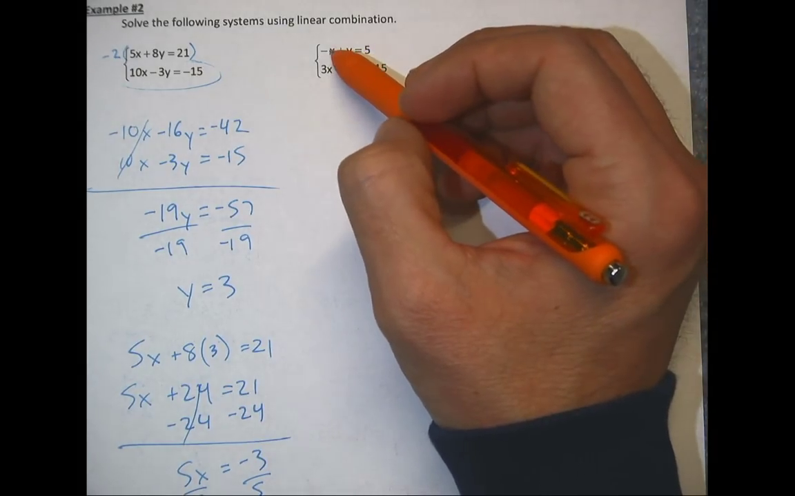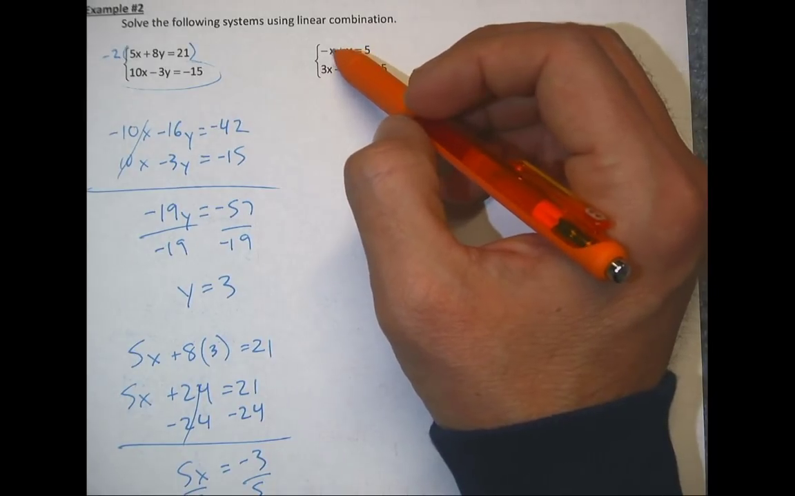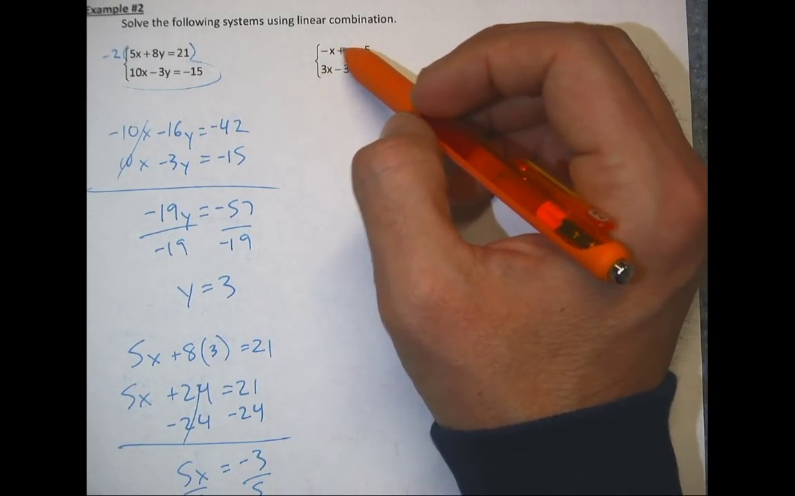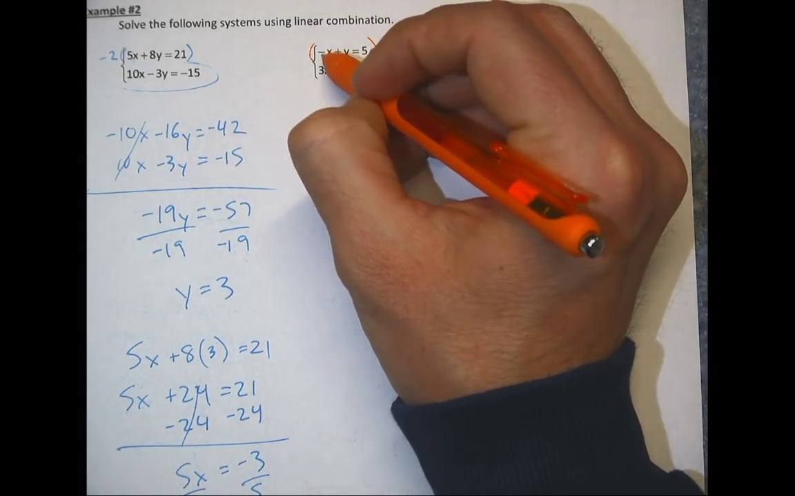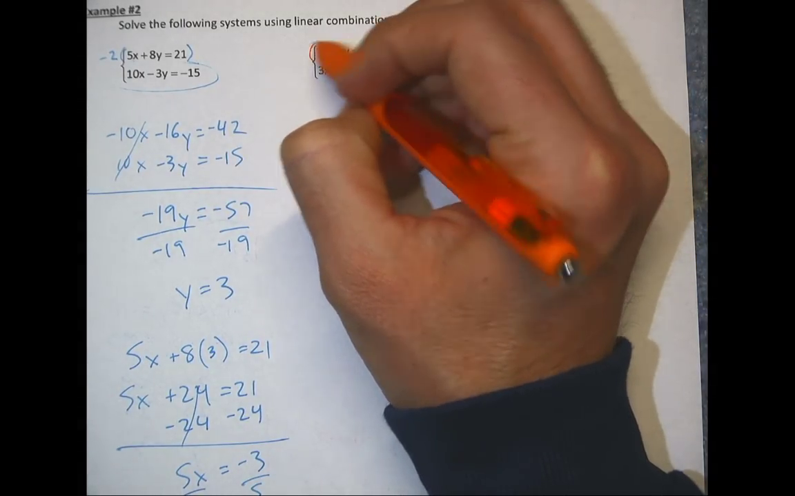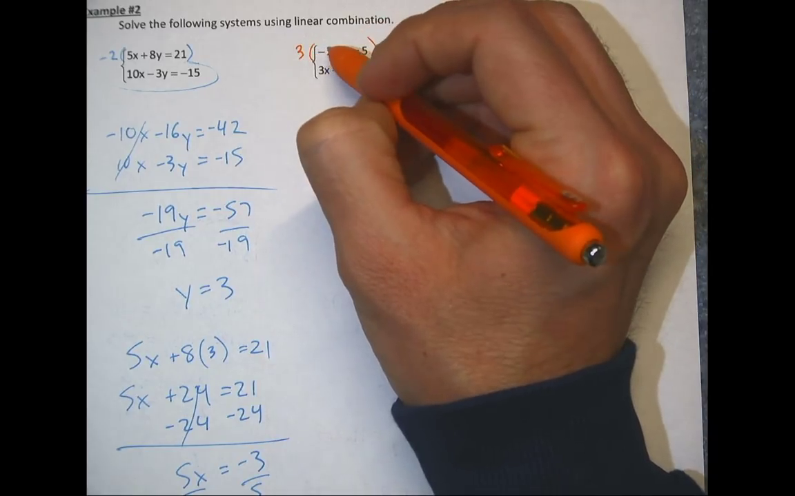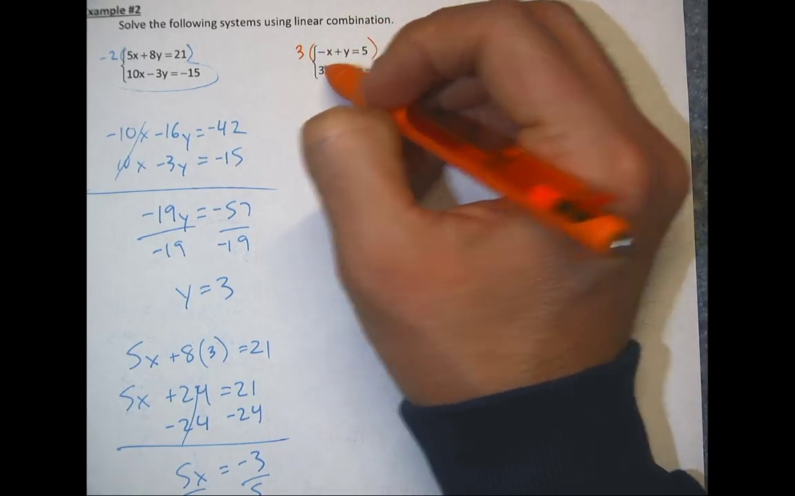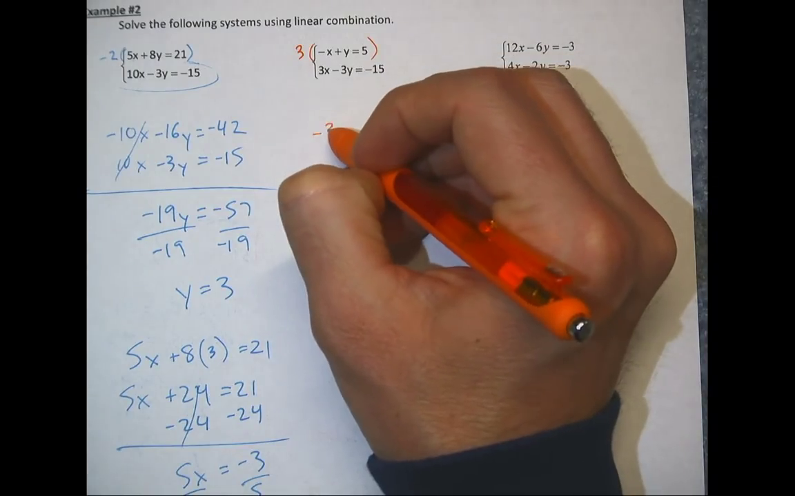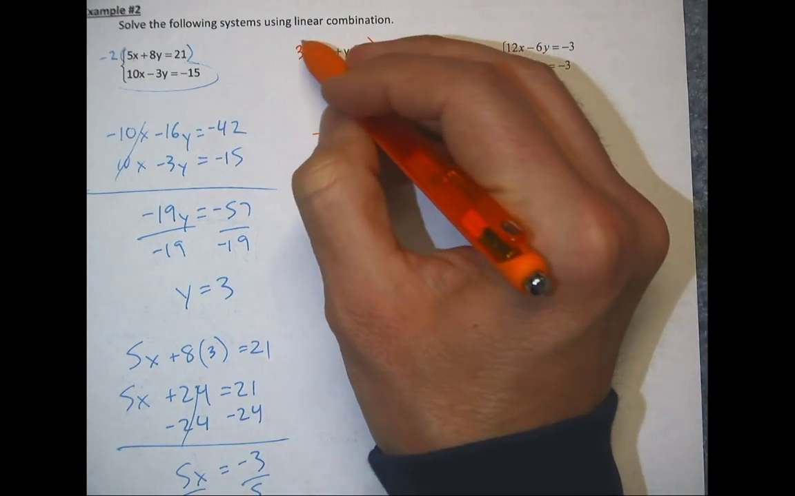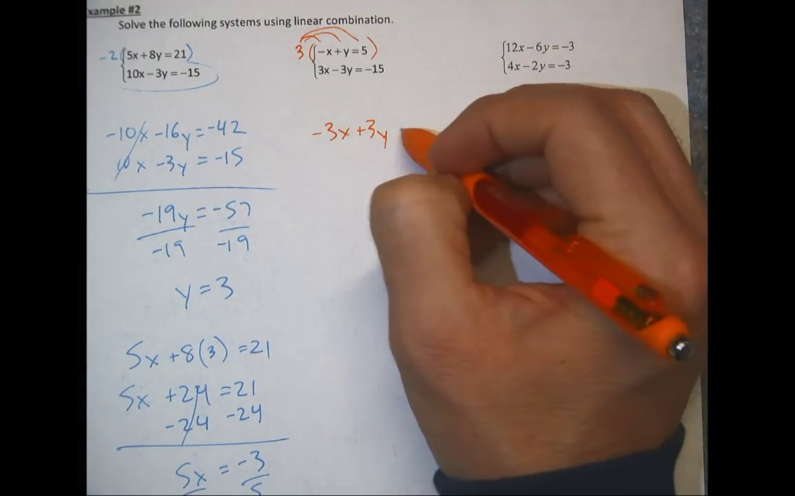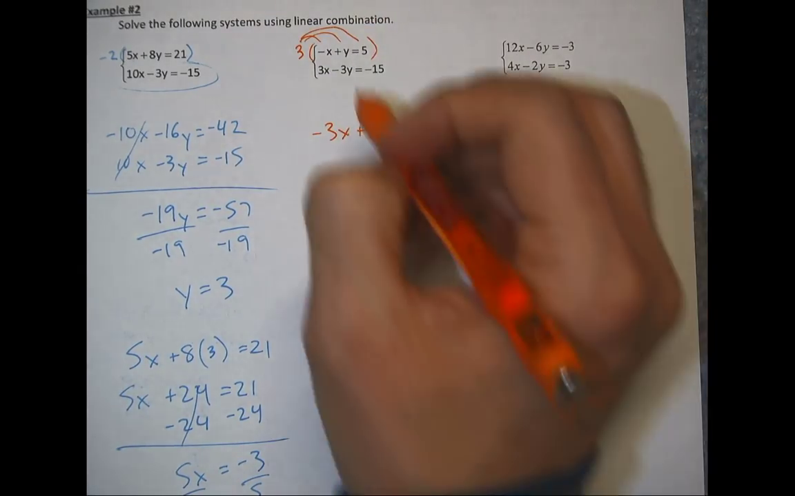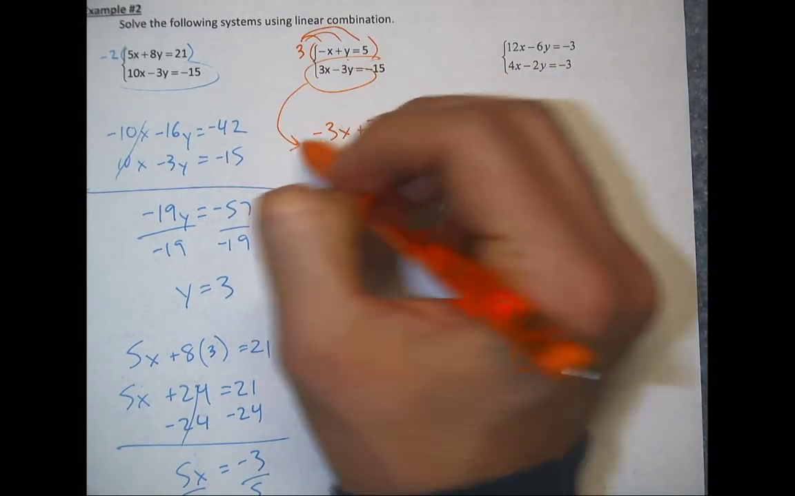What's nice, though, is these coefficients are 1 and negative 1, and so it's very easy to multiply them and create something that's going to cancel here. So since this one's already negative, I know it'll cancel with this if I just times it by 3, because that would create a negative 3, and that'll cancel. So if I bring it down here, I'm going to get negative 3x, I'm going to get positive 3y, and I'm going to get positive 15.